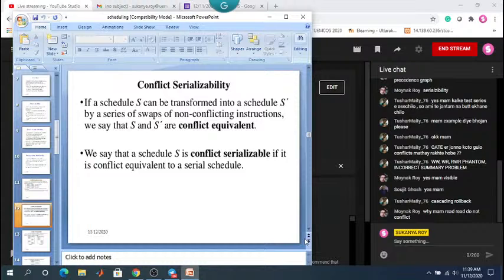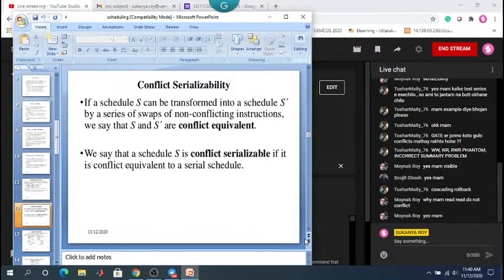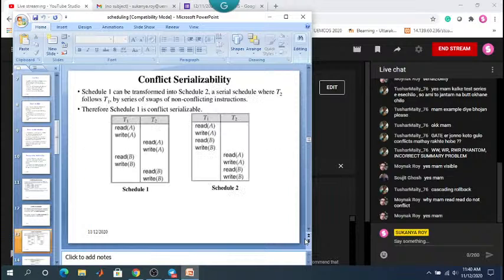If a schedule S can be transformed into a schedule S dash, meaning when I find conflicting instructions and can transform them into non-conflicting instructions by doing some swappings, then we can say both schedules are conflict equivalent. How? Let's check.